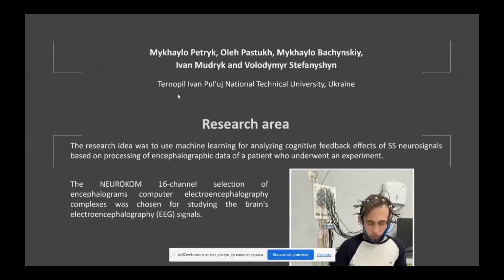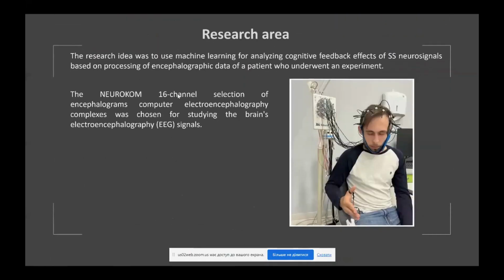Research area. The research idea was to use machine learning for analyzing the cognitive feedback effects of neurosignals, in the process of encephalograph data of the patient who underwent an experiment.